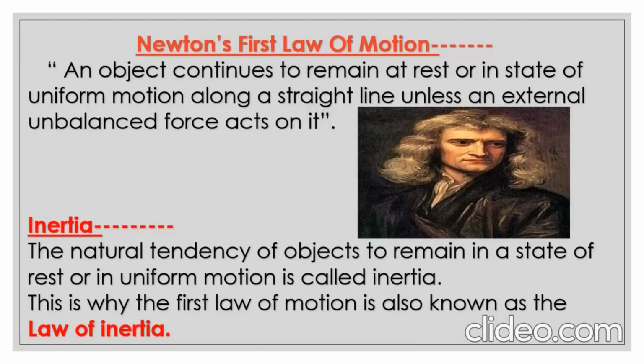Sir Isaac Newton first presented his 3 laws of motion in the year 1686. His first law states that an object continues to remain at rest or in a state of uniform motion along a straight line unless an external unbalanced force acts on it. Now we'll see what inertia is. The natural tendency of objects to remain in a state of rest or uniform motion is called inertia. That is why the first law of motion is also known as the law of inertia.